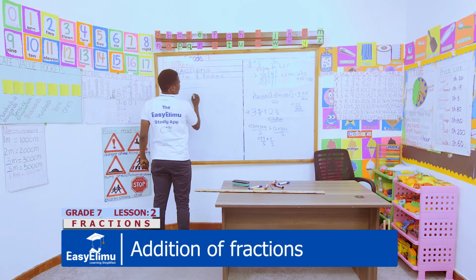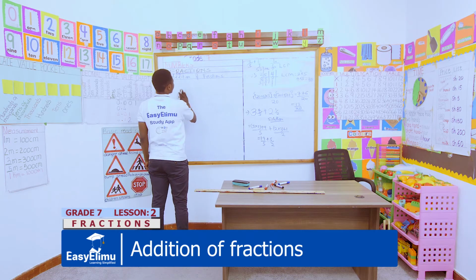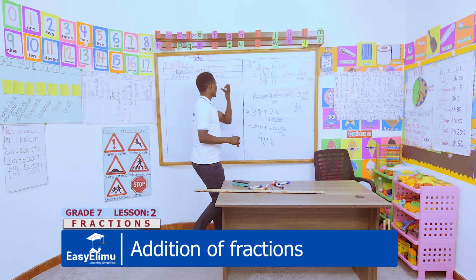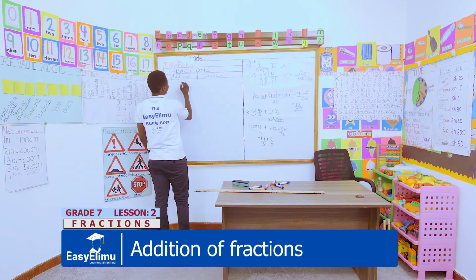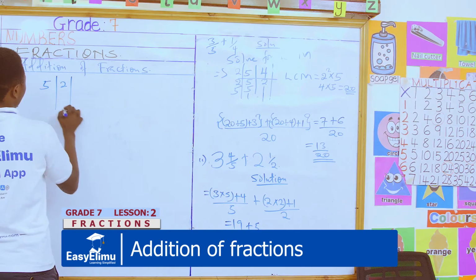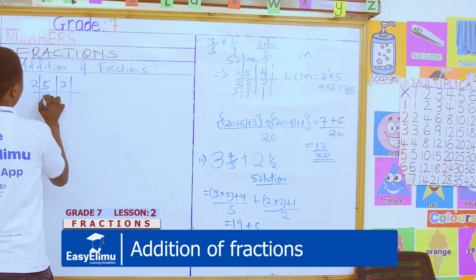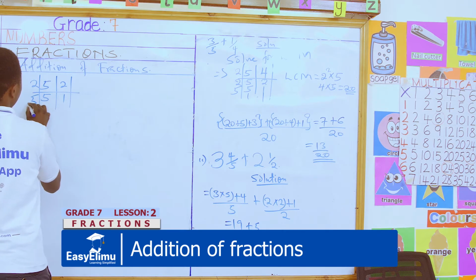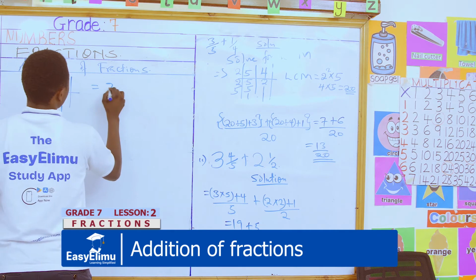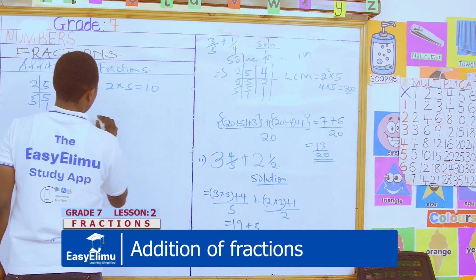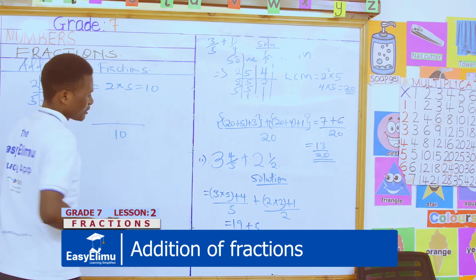So the LCM of 2 and 5, for me I can see it is 10, but for your sake, let us just do it. 5, 2. So 2 here, we retain 5, 1. 5 here, we retain that. So the LCM is 2 times 5, that is 10. So our common denominator becomes 10.